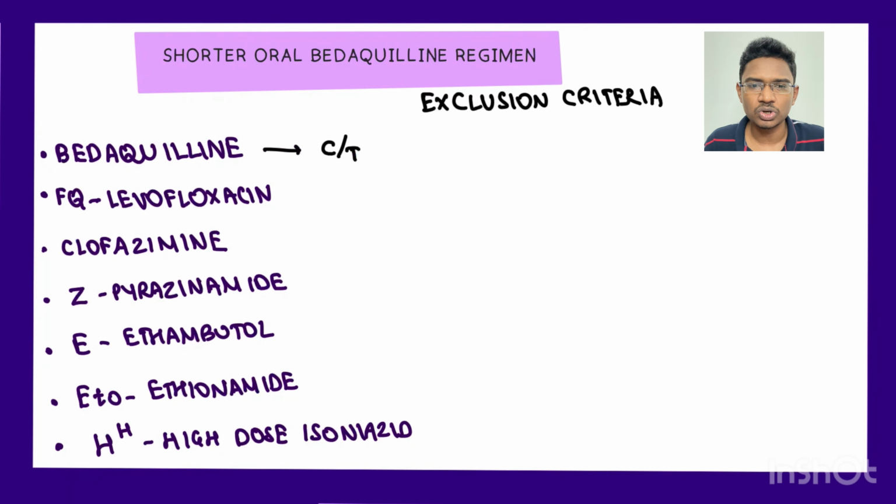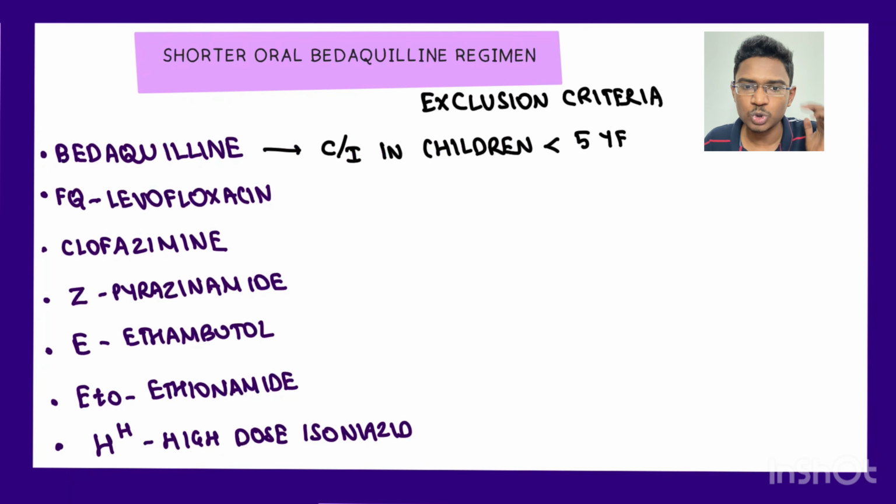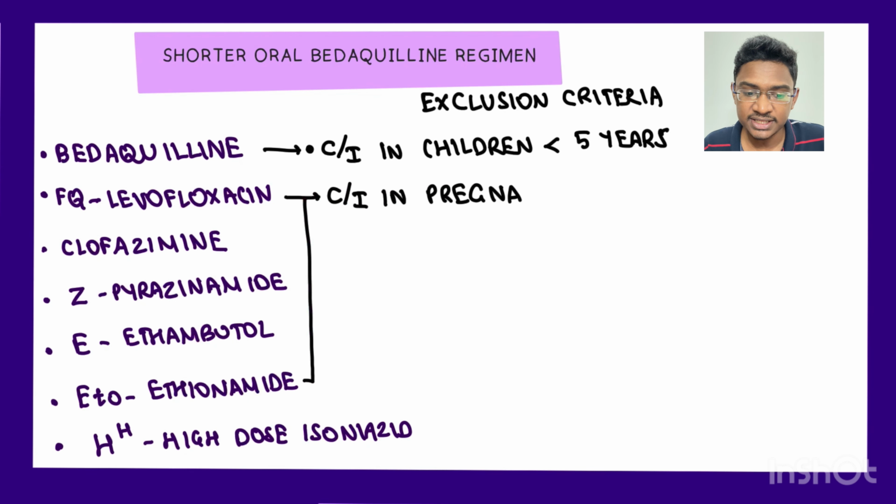Okay, so now you should know where you should give this regimen and where you should not give. The exclusion criteria, this is most important. See, as I told, bedaquiline is contraindicated in children less than 5 years. So you can't give this regimen for children less than 5 years.